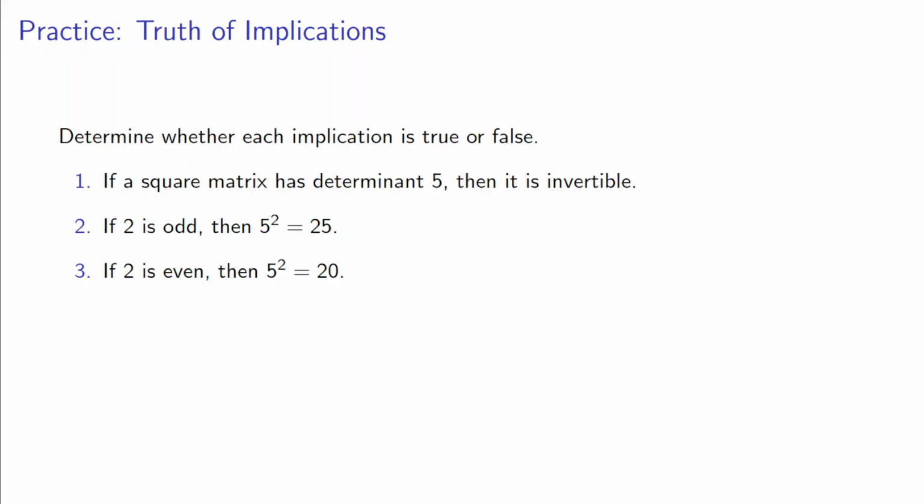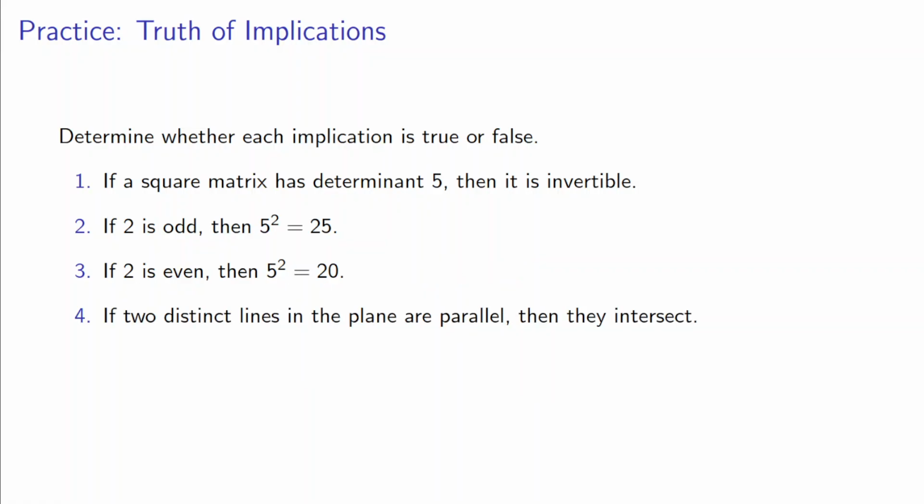What about this one? If 2 is even, then 5 squared is equal to 20. Here, P is true and Q is false. So the statement as a whole, if P then Q, is false. And this makes a lot of sense. If this were a true statement, we'd be in trouble, right? Because 2 is even and 5 squared does not equal 20. So if I were to say the statement, if 2 is even, then 5 squared equals 20, is a true statement, then something would be off there. I guess 5 squared would have to equal 20 because 2 is even. So this statement as a whole is false.